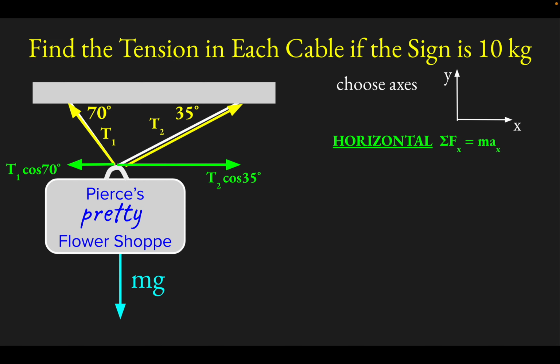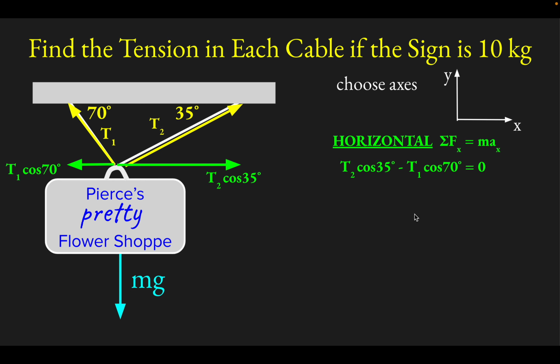To sum these forces up, we'd have T2 cosine 35 going in the positive x direction, and T1 cosine 70 going in the negative x direction. Those forces need to add to 0 because the sign should not be accelerating to the right or left. So the forces just balance. We just learned that T2 cos 35 is equal to T1 cos 70. These two things are unknown, so right now we have one equation for two unknowns. We don't have enough information to finish, so we need a little more information.